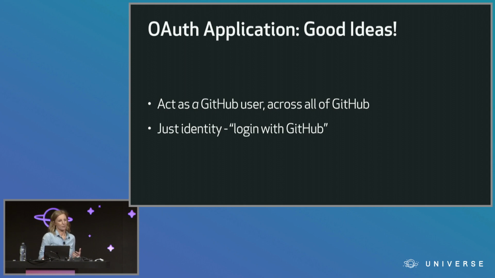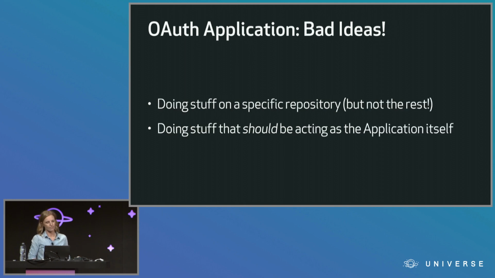If an app dealt with something like user notifications, that would be a good example of something that needs to act as a GitHub user across all of GitHub, to everything that user can see. Bad ideas for an OAuth application: doing stuff on a specific repository, but you really don't want the app to have access to the rest of your repositories. That's a bad idea because with OAuth scopes, repo scope gives the application access to all your repositories.